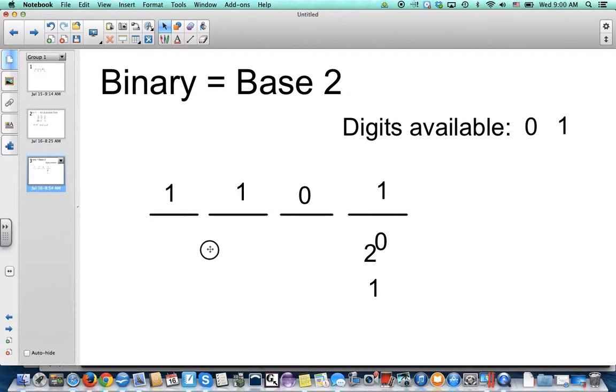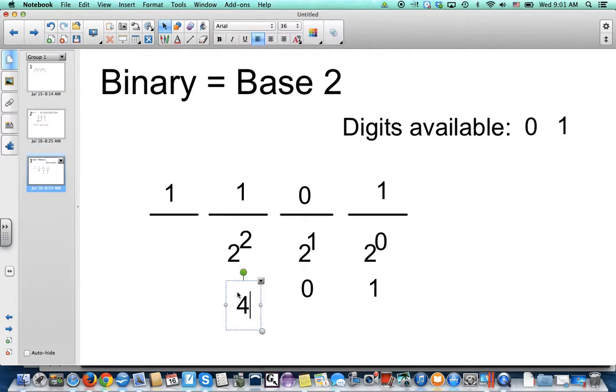Then the next number up is 0. So 0 times 2 to the 1, well, 0 times anything is 0. Next number up is in the 2 to the second spot. So that's the 4 spot. So 1 times 2 to the second is just 4. And then I had 4 spots here, so the next number up would be the 8th spot, and 1 times 8 is just going to give me 8.